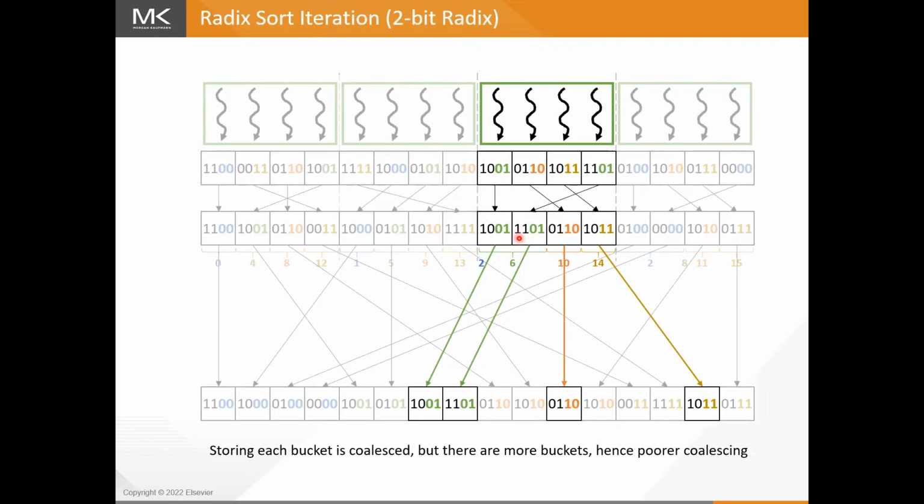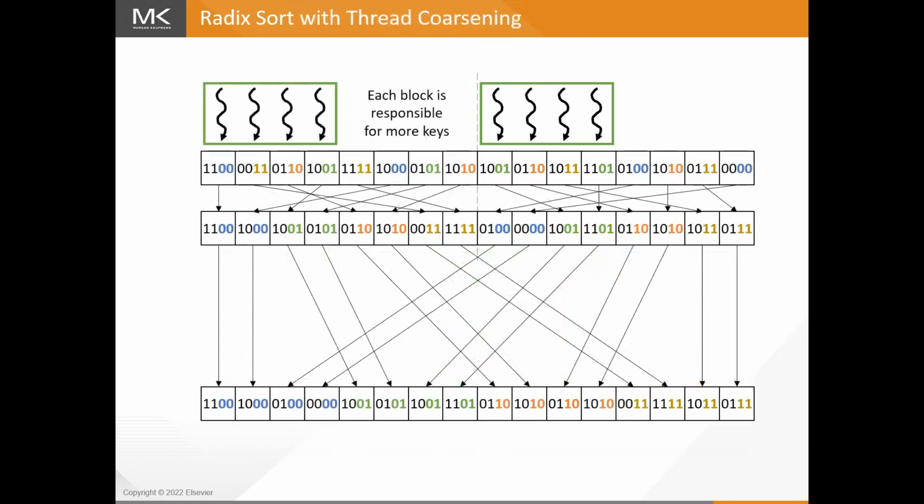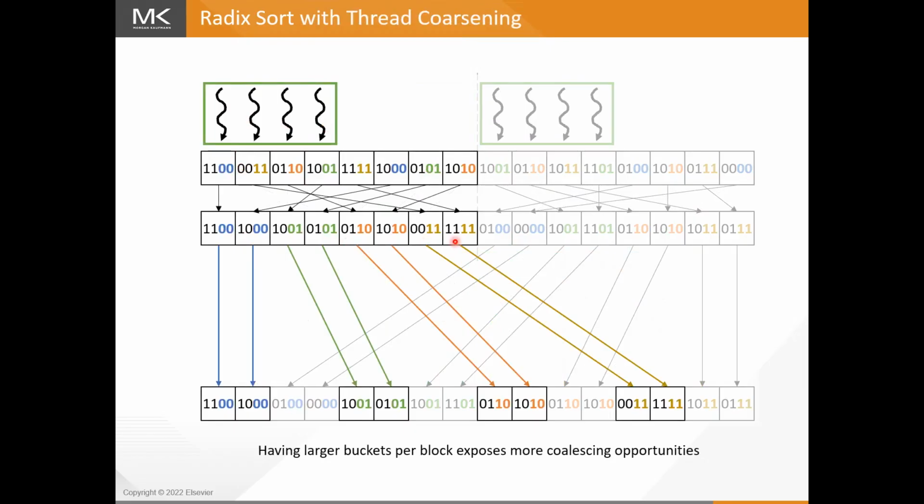And the way that we can overcome that is by applying thread coarsening, where we give every thread block more elements to process than the number of threads that it has. And by giving it more elements, we're going to go back to having larger buckets. And then now when we write these buckets from the shared memory to the global memory, we will have more opportunities for coalescing. Okay, so this is what we covered last time.